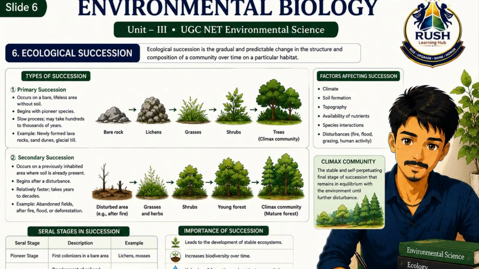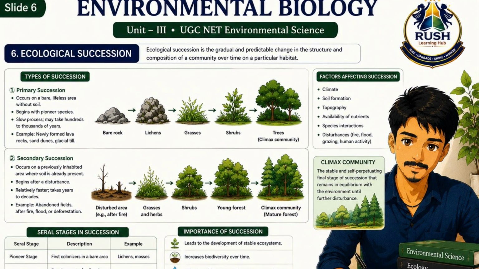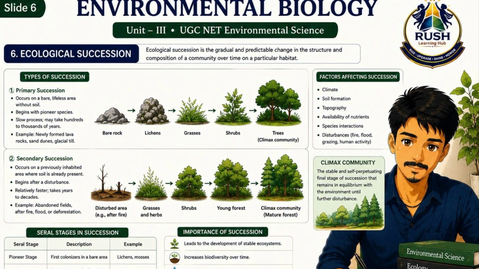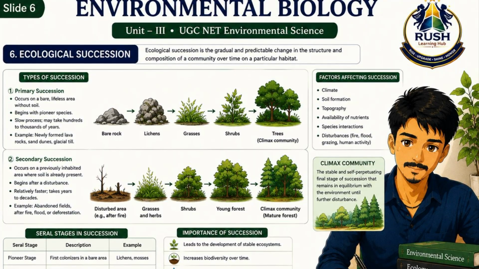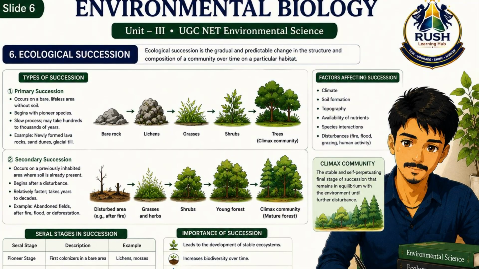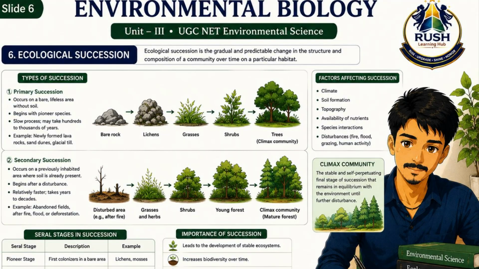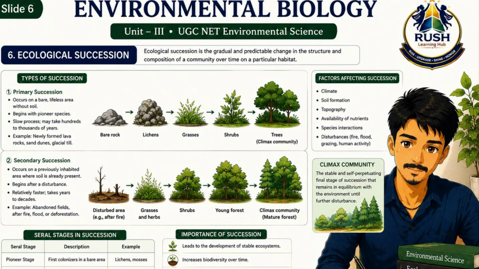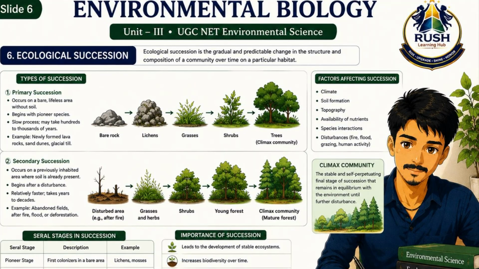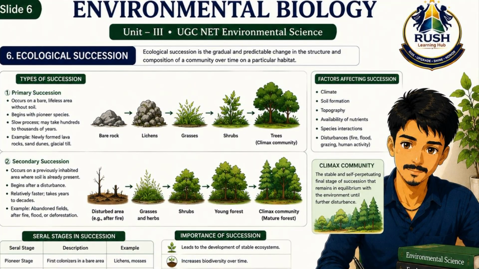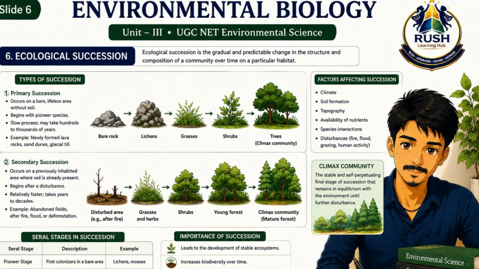Now, let us discuss one of the most important and frequently asked topics in UGC NET Environmental Science, namely ecological succession. Ecological succession refers to the gradual, orderly, and predictable process of change in the species composition and community structure of an ecosystem over time. It represents the natural development of a biological community from a simple pioneer stage to a stable climax stage. According to Eugene Odum, succession is the orderly process of community development involving changes in species structure and community processes with time.